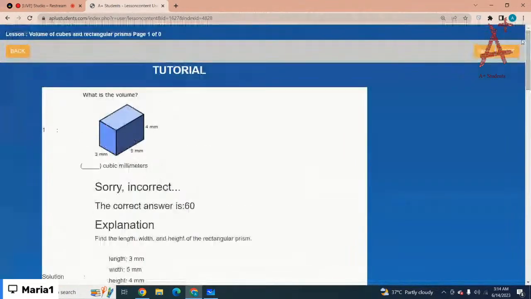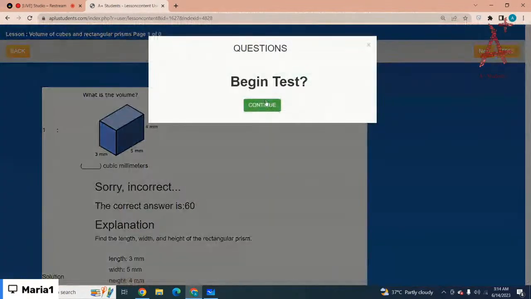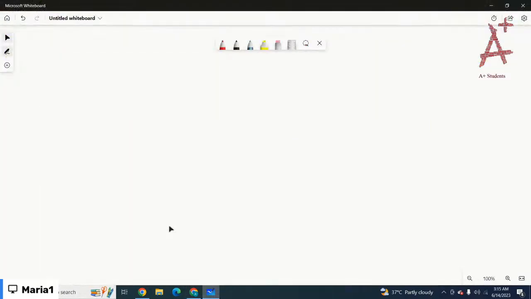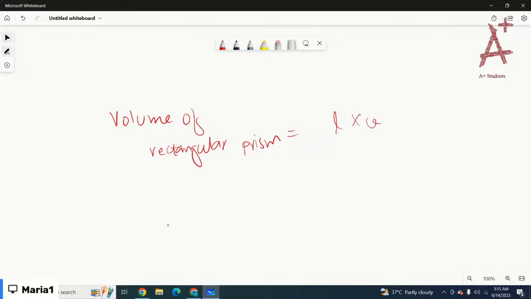Okay, the next one is again you have to calculate the volume. So now let's start with the test questions. What is the volume? You are given a rectangular prism, you have to calculate the volume of the rectangular prism. So how do we calculate? We have to do volume of rectangular prism equals length times width times height.